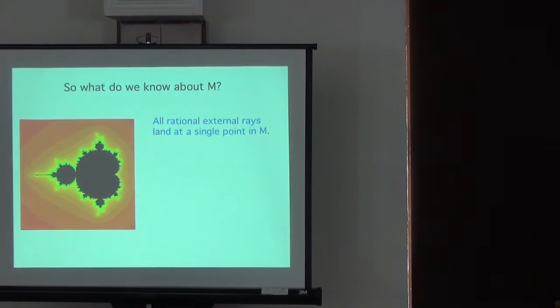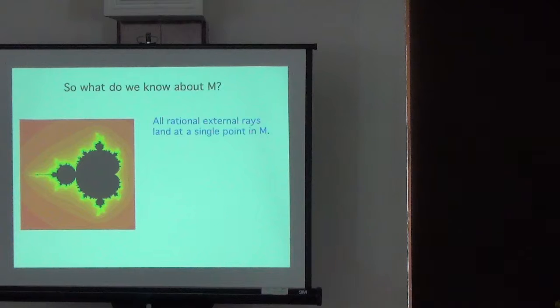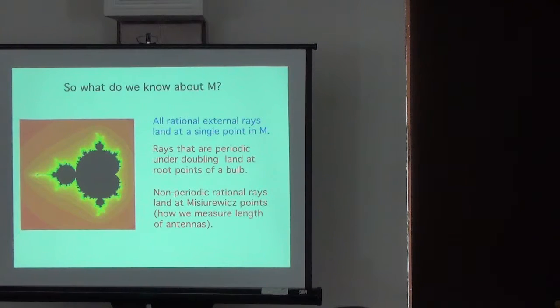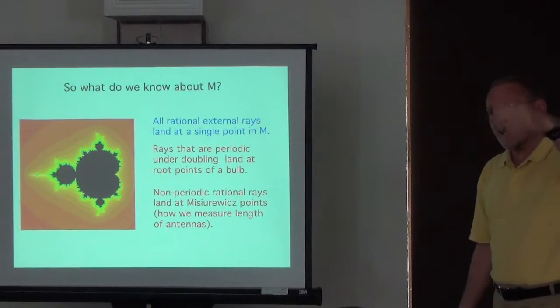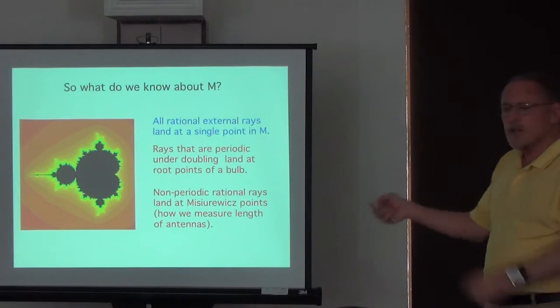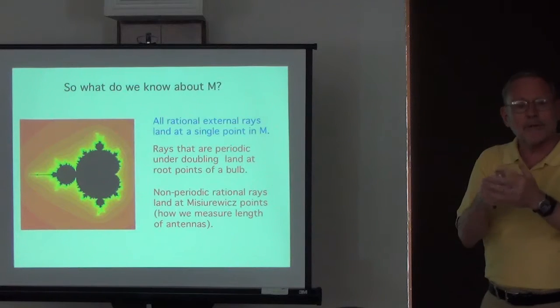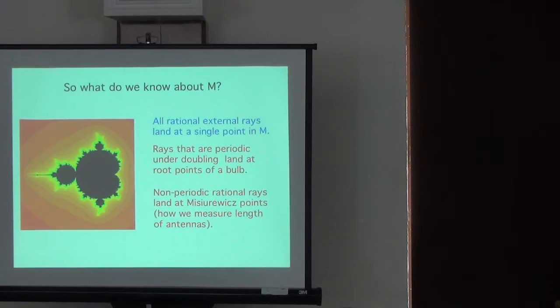Okay, so what do we know about the Mandelbrot set? Well, we know that if you give me any rational external ray, it lands at a single point in the Mandelbrot set, not just those that are periodic under doubling. All those rational external rays land at a single point. The ones that are periodic under doubling land at root points. The ones that are non-periodic land at other points. Sometimes they're what we call Misiurewicz points. They're the junction points of these spokes, of the endpoints. That's how we measure the lengths of these antennas.